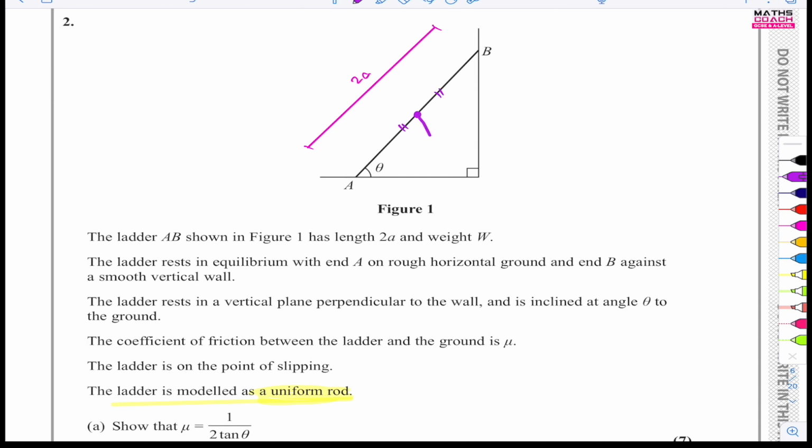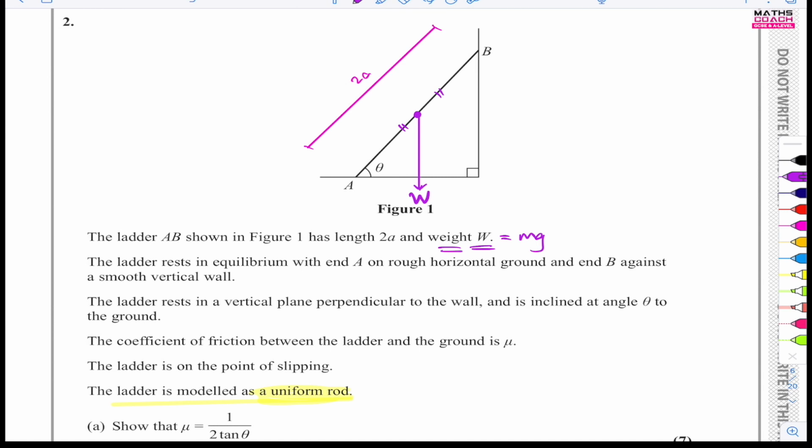Now weight acts vertically downwards all the time. So the force acting downwards, is it going to be W or is it going to be Wg? It's going to be W, because weight is your force. W equals mg. If you were given mass, then you'd use mg. But here you're told that weight is W, so in that case it's just W going down.